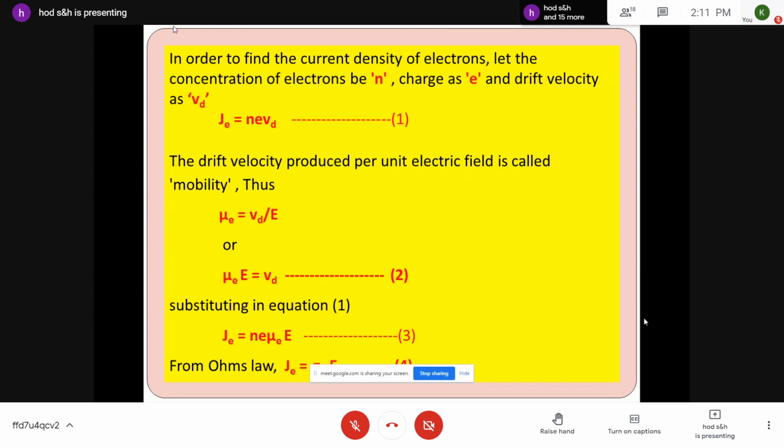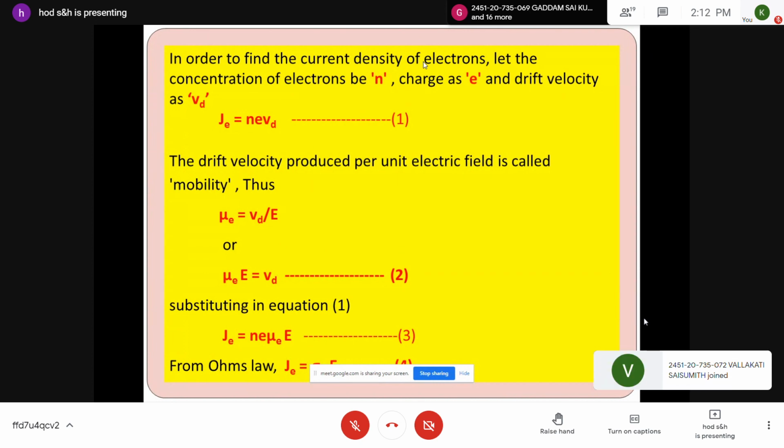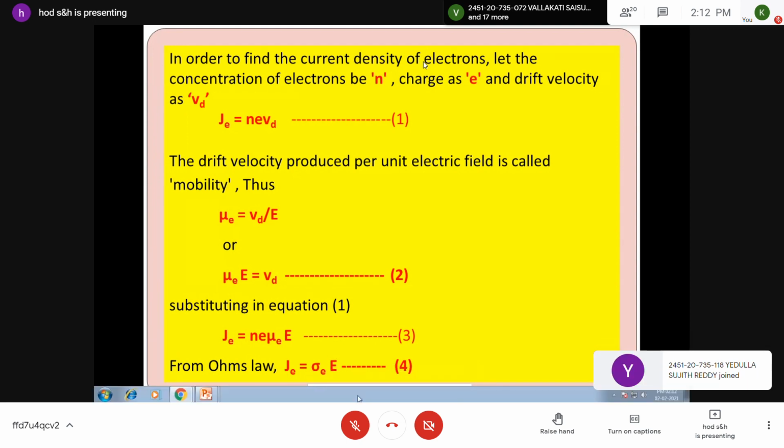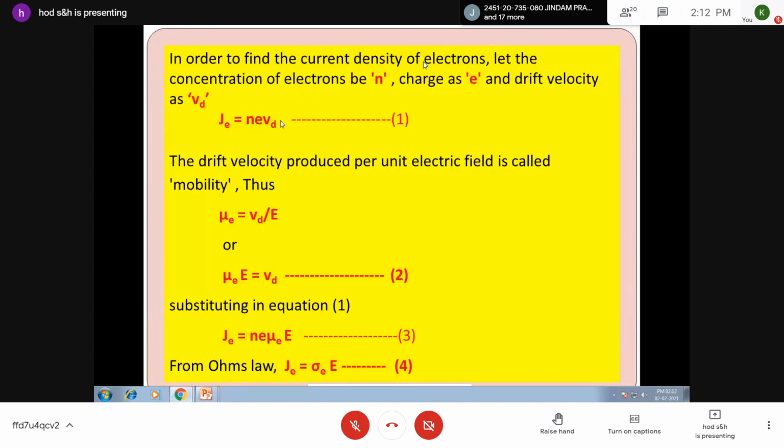Velocity, you have the electrons will have certain mobility. The expression for mobility is mu e is equal to Vd by E, where E is the applied electric field, Vd is the drift velocity, and mu e is the mobility. So from equations 1 and 2, J is equal to Ne mu e, because Ne is the same, Vd can be replaced by mu e into E.